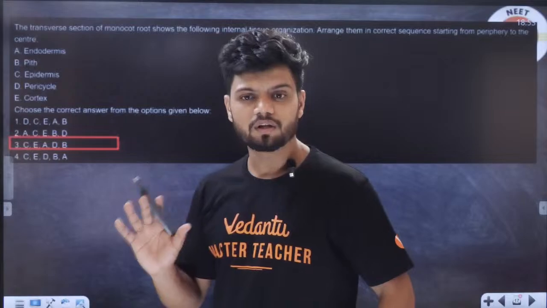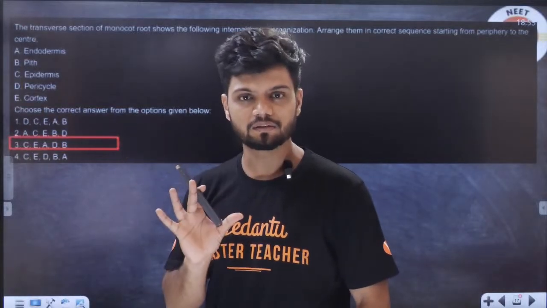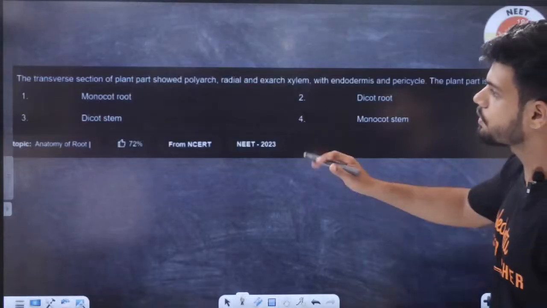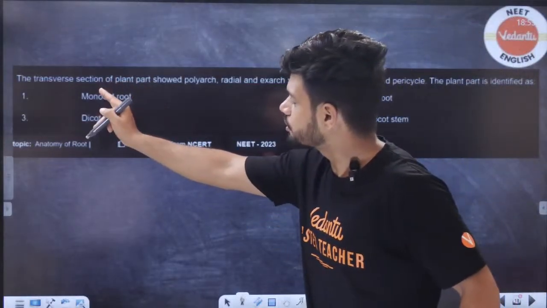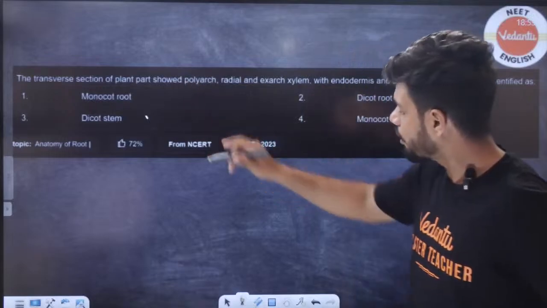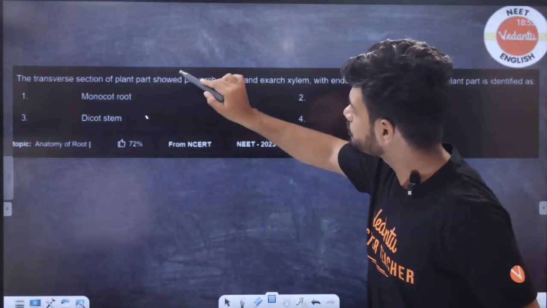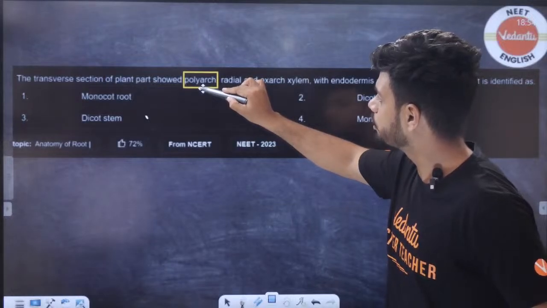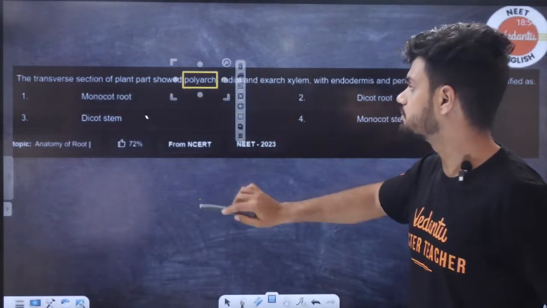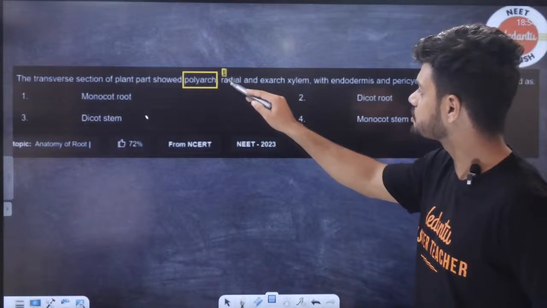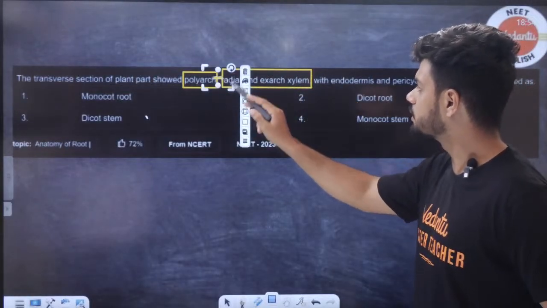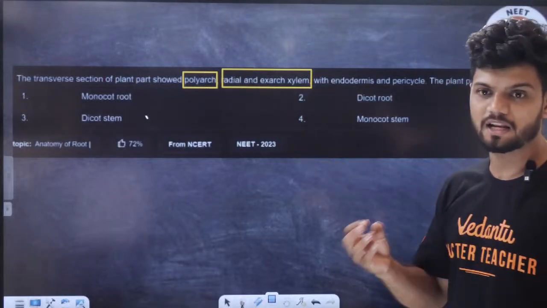So all of you understood how the question can be framed here? All of you getting some idea? Yes. Look at this question now. A transverse section of a plant shows polyarch condition. As soon as you read polyarch condition, you should know the answer. It is radial and exarch. If it is radial and exarch, it is supposed to be what? Root only.